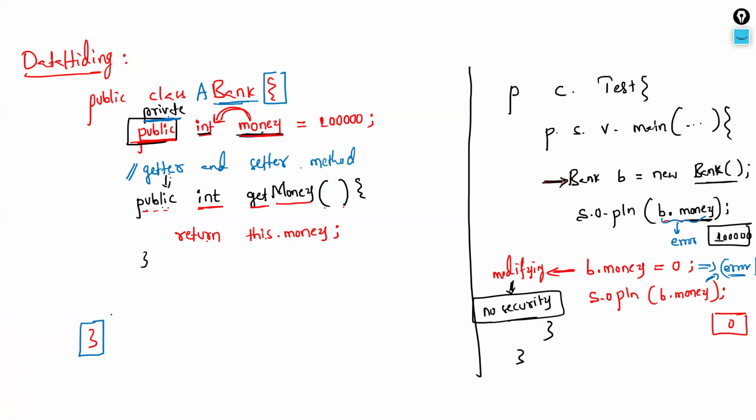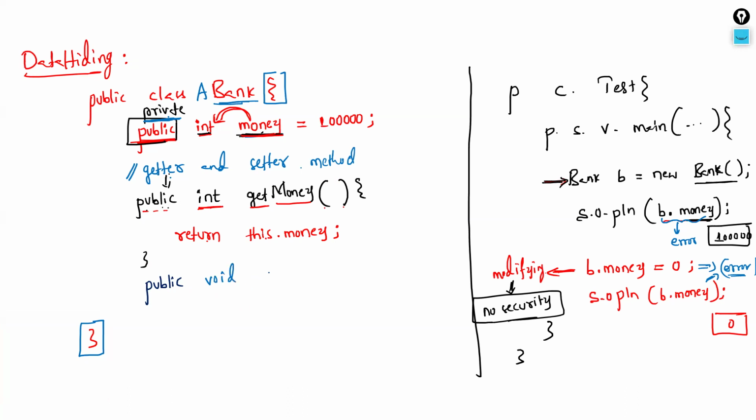The setter is also public only. Setter also must be public. Then followed by, does the setter return anything? Set will only set the information. It will not give the information. So therefore, the return type is void.